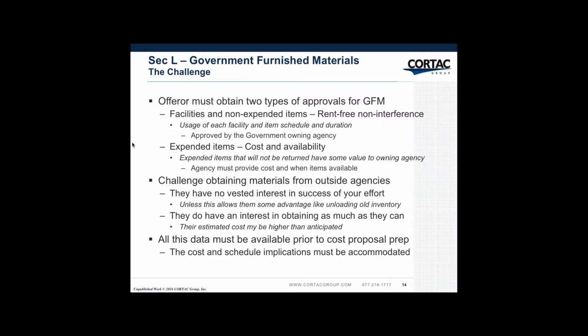Three things, the challenge. First of all, you got to go get two different types of approval. First of all, you've got facilities and non-expended items. These you need to get a rent-free, non-interference type agreement with the organization that gives it to you. The uses of each facility and the item, schedule, and duration have got to be approved by the government and owning agency. The second item is expended items.